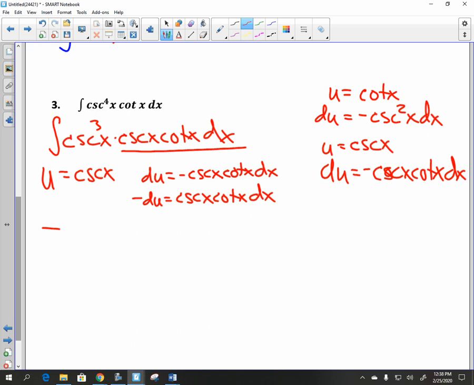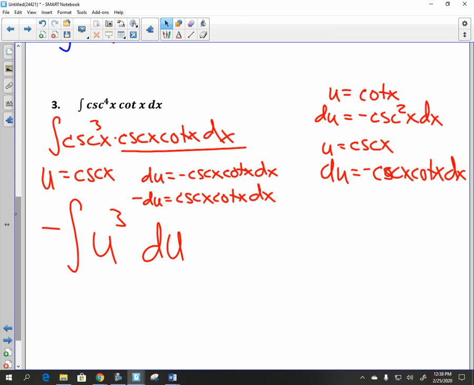Negative integral. Okay, du, fine, I'll throw that there. U cubed, excellent. So if you get confused, just start crossing stuff off. You've got the negative du, and that's going to get rid of cosecant cotangent dx, so I get rid of that. So you've got this left over, which is u to the 3rd. Antiderivative of u to the 3rd?